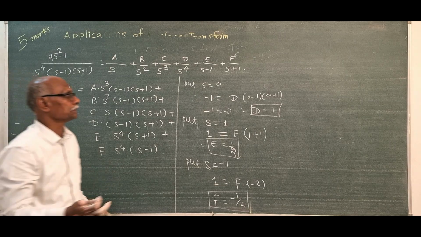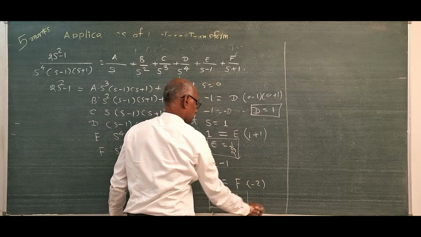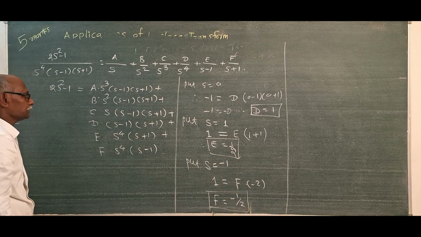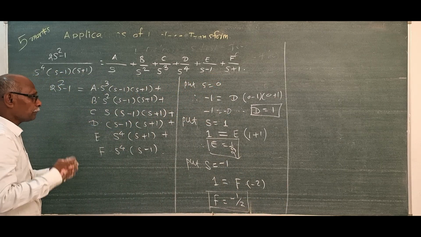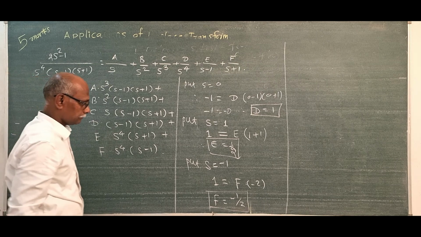So what are the remaining things? A, we have to find out. B, we have to find out. And C, we have to find out. So how to find out A, B, C again?